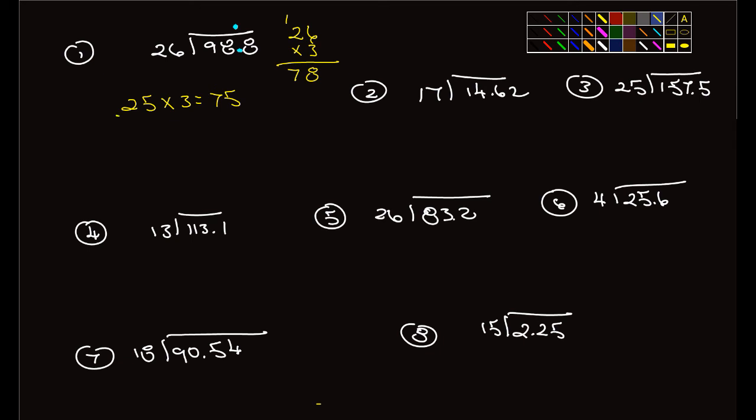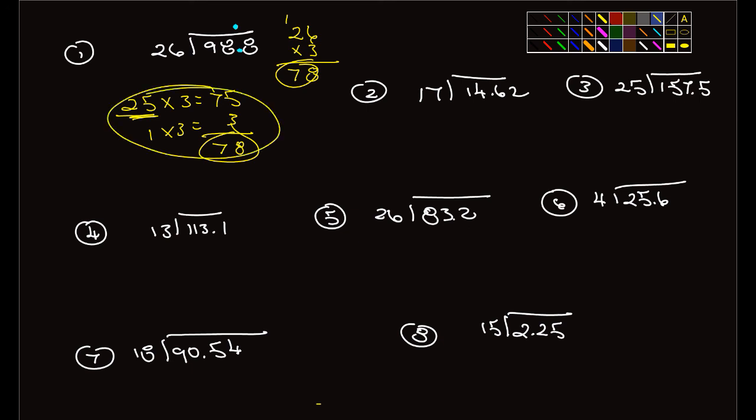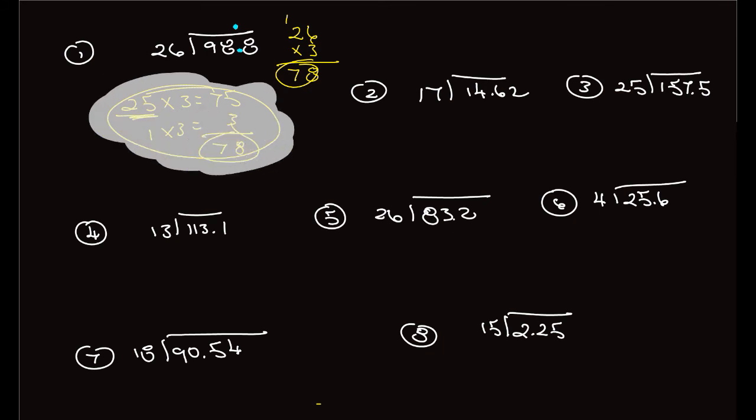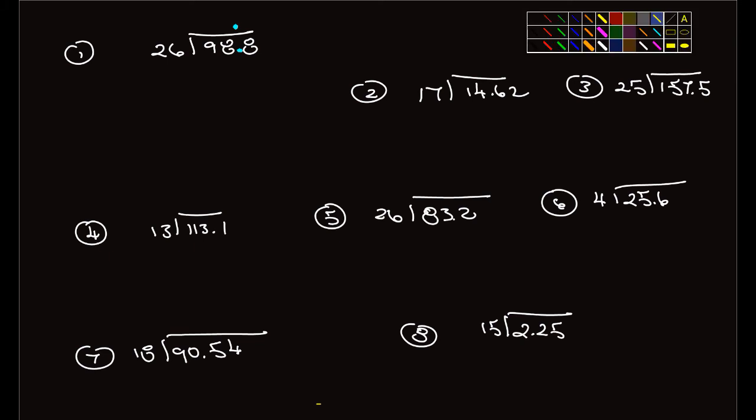Well, it's not 25. It was 26. So I left off 1. What's 1 times 3? That equals 3. If you add those together, what do you get? 78. Look at that. It's the same thing. So I kind of did this one mentally, but I just wanted to go ahead and write it out and show you anyway. So anyways, what are we talking about? 3 times 26 is 78.